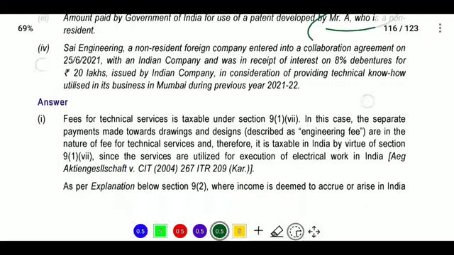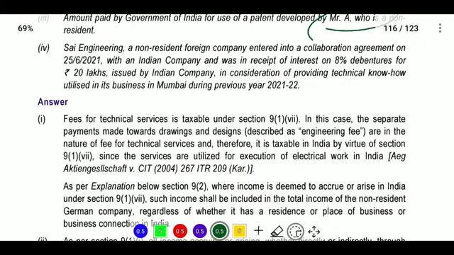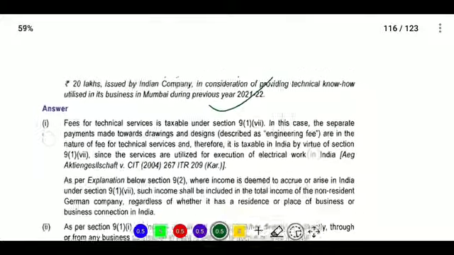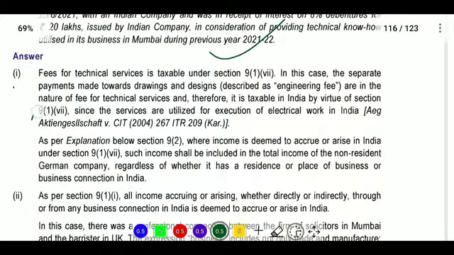Okay, and here, whichever services they are providing, the interest is payable. So here interest at 8% is payable. So it will be taxable in India for 20 lakhs. So we will see the answer. So all are taxable, right? Okay. Fee for technical services is taxable under section 9.